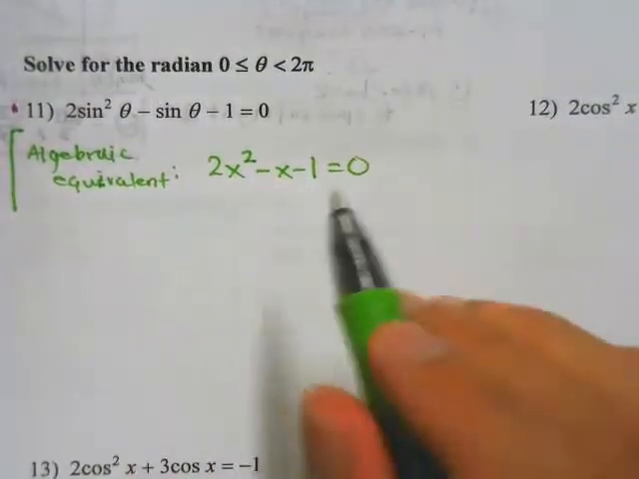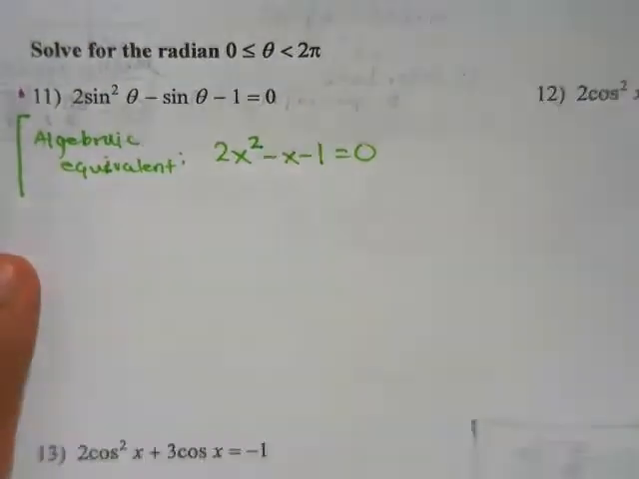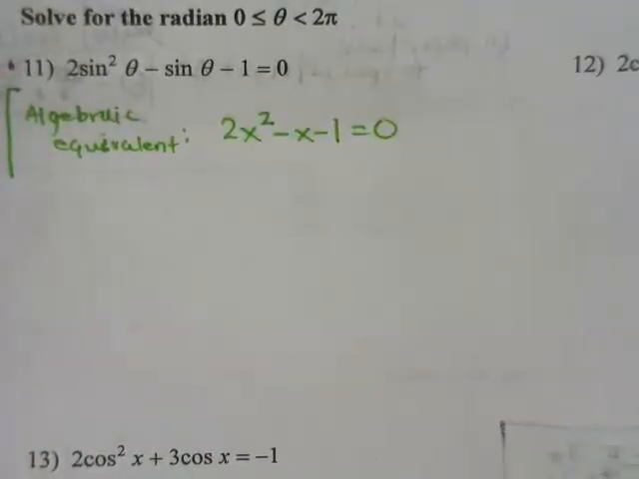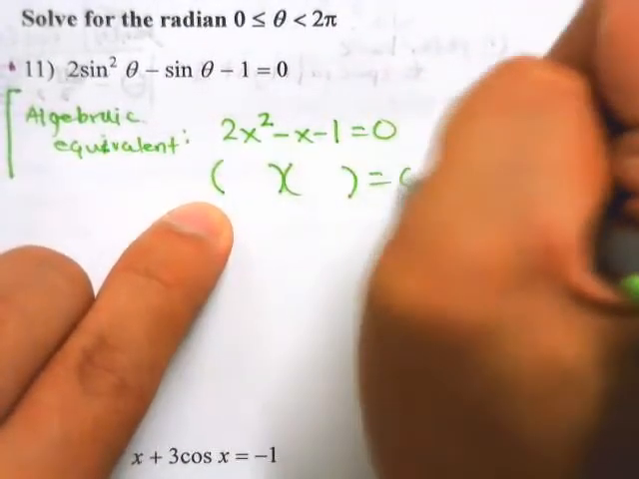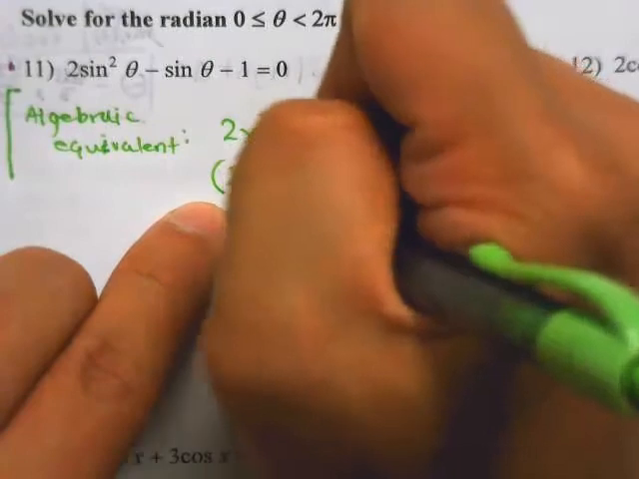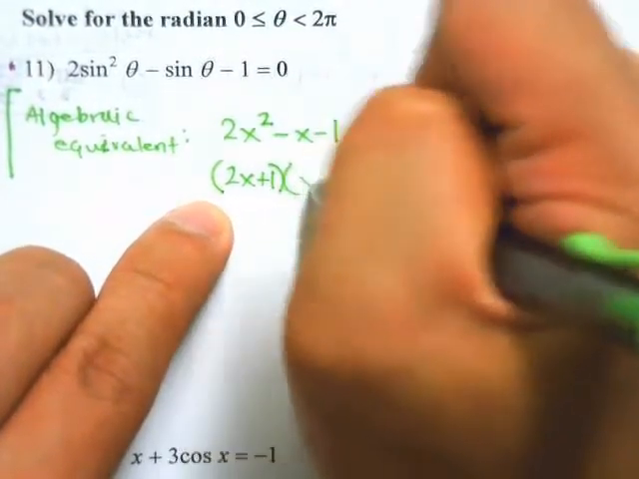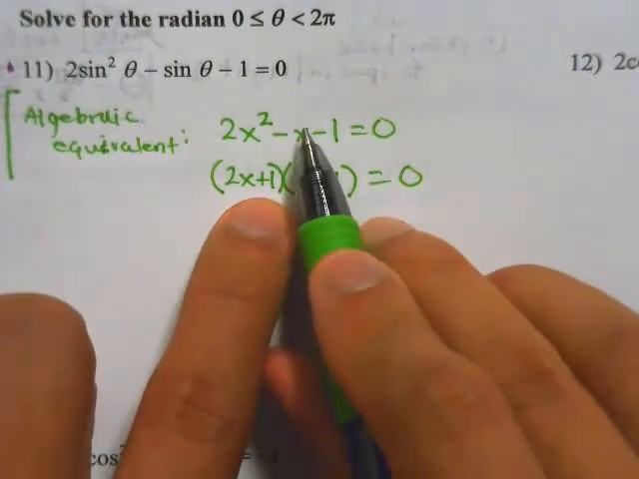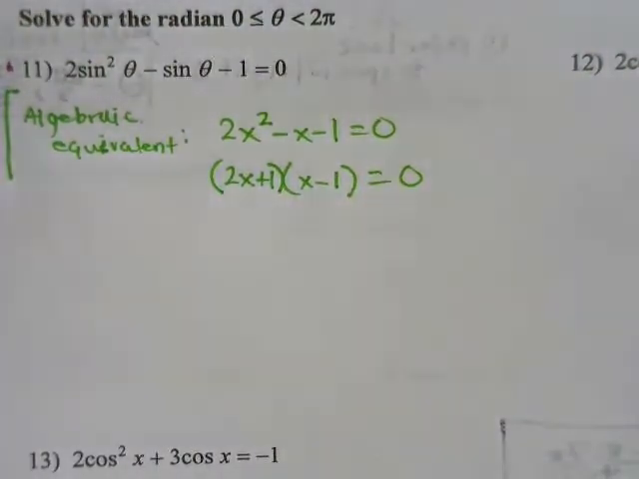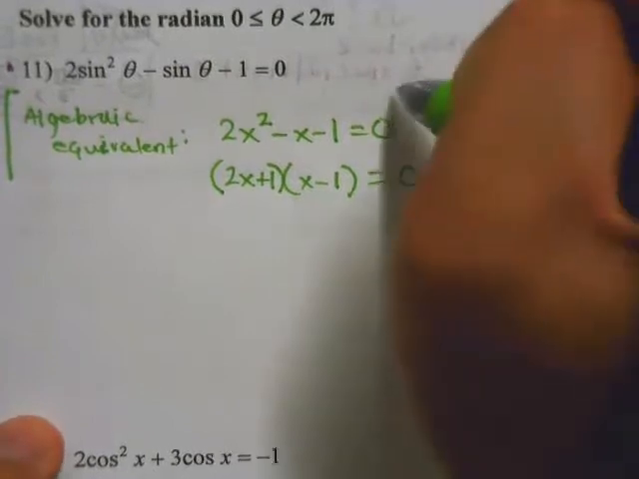We can do this because we've already reviewed factoring this type of problem. So let's go ahead and factor, and I'm just going to give you the factors. So 2x plus 1, I believe, and x minus 1. That should work. 2 times -1 is -2, and then plus 1 will give us the -1. Okay, so that's our algebraic equivalent.